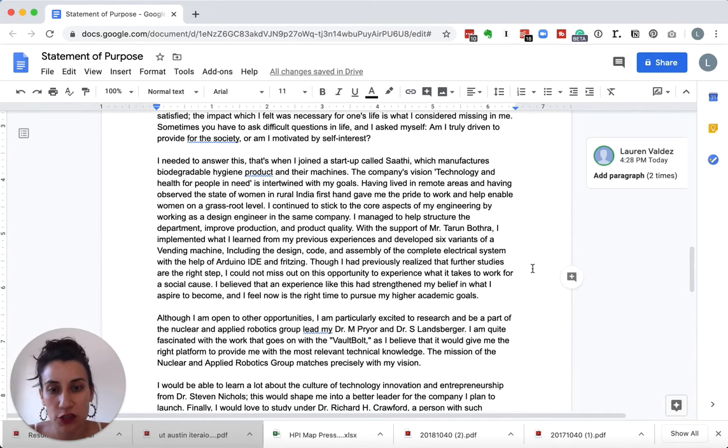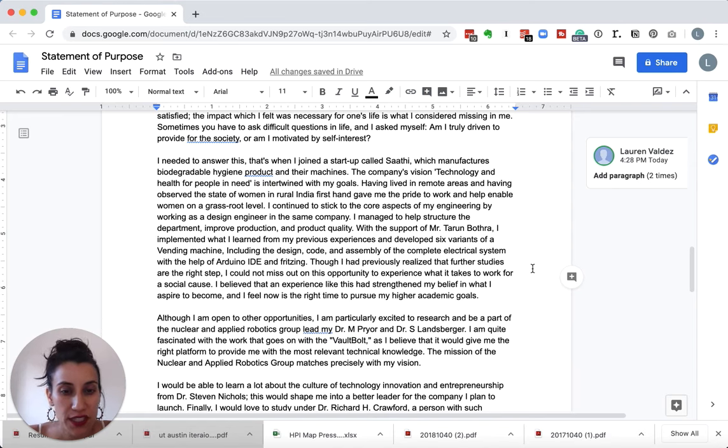I managed to help structure the department, improve production and product quality. With the support of Mr. Tarun Brothra, I implemented what I learned from my previous experiences and developed 6 variants of a vending machine, including the design, code, and assembly of complete electrical systems with the help of Arduino IDE and Fritzing.